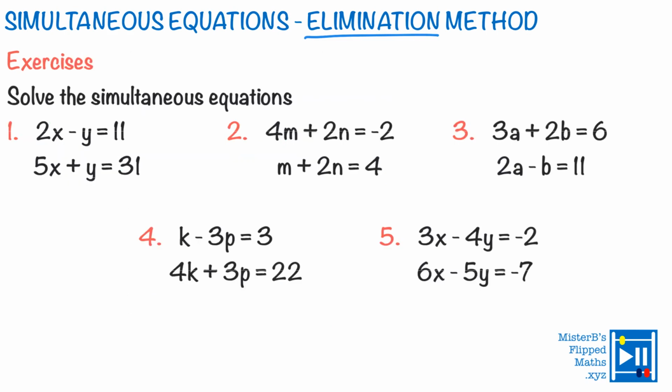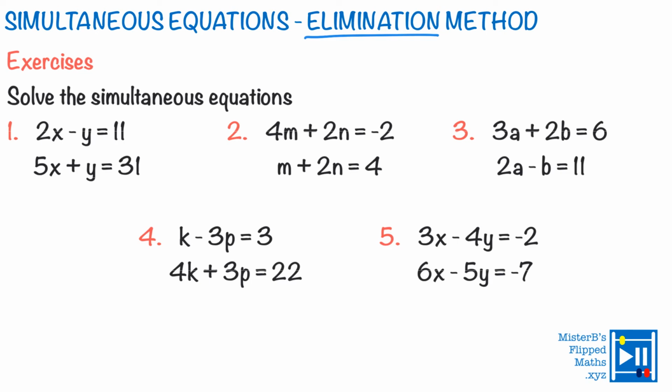Right, here are 5 simultaneous equations for you. Please solve these in your books and submit your answers online. Now, keep in mind that technically speaking, it doesn't matter which of the unknowns you choose and eliminate, okay? But if you choose wisely, it's going to be easier to solve these simultaneous equations. So make sure that you have different signs and the same coefficient, okay?